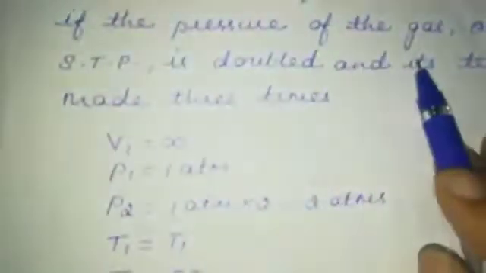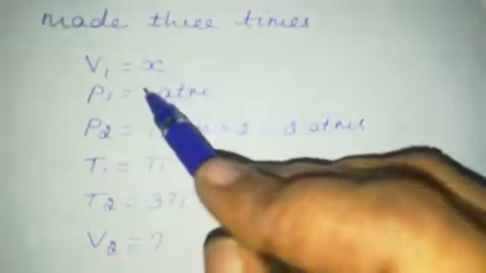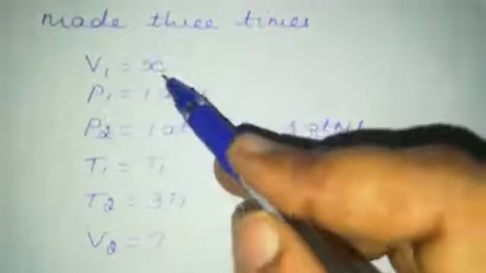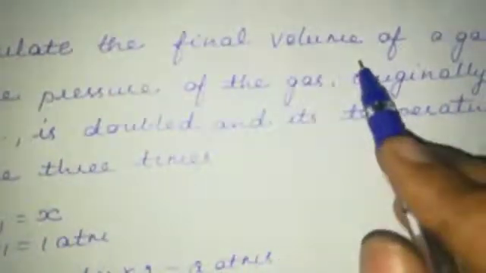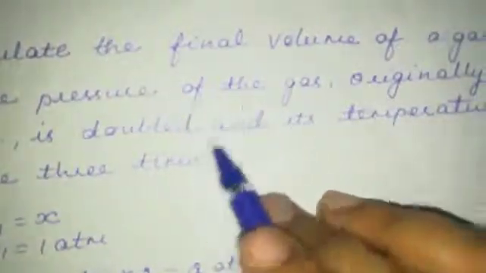Now coming to the fourth problem, that is the fifth one. Calculate the final volume of a gas X if the pressure of the gas originally at STP is doubled and its temperature is made 3 times. So now the initial volume is going to be taken as X. Because whatever data they have given, you have to calculate the final volume. Temperature value, pressure value, nothing they have given, and volume also they didn't give. So we will consider it as X.